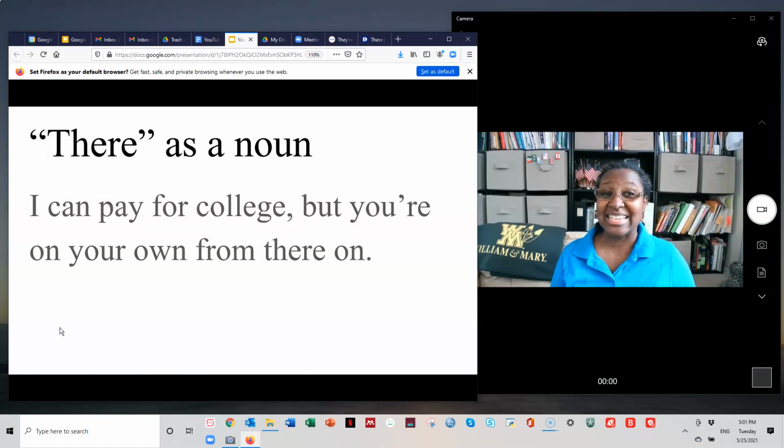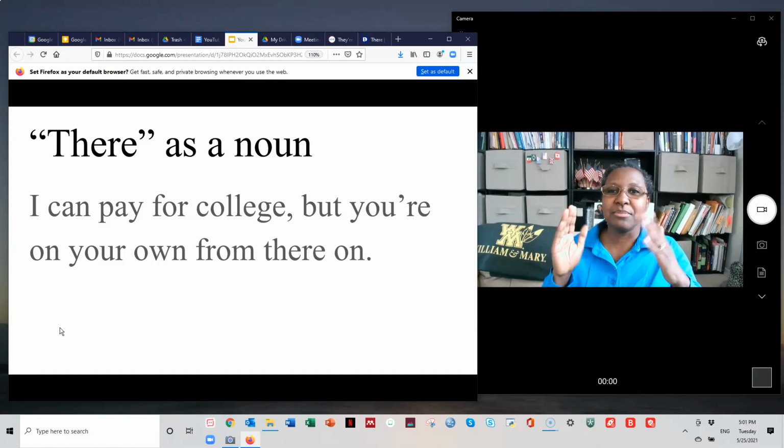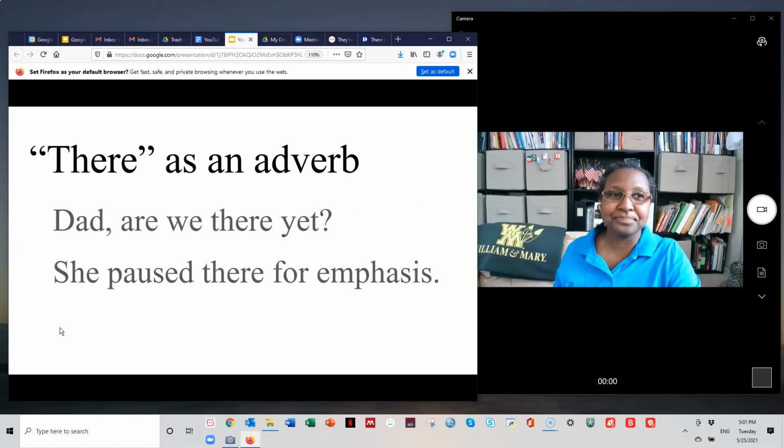T-H-E-R-E, there, as a noun, is exemplified in this sentence. I can pay for college, but you're on your own from there on. Perhaps some parents tell their child that they can pay up until a certain point, but once they reach a certain condition, the child has to go from there on independently. So it could be a condition or a state of being or a situation. And that's the noun that there replaces.